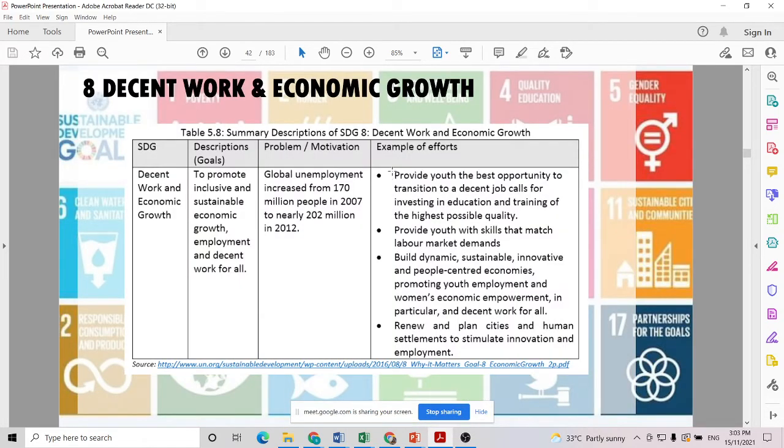So basically we talk about youth, the best opportunity to transition to a decent job, and then provide youth with the skills that match labor market demand. So that is the effort towards ensuring decent work and economic growth.